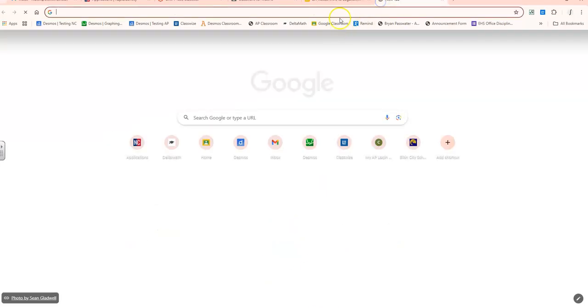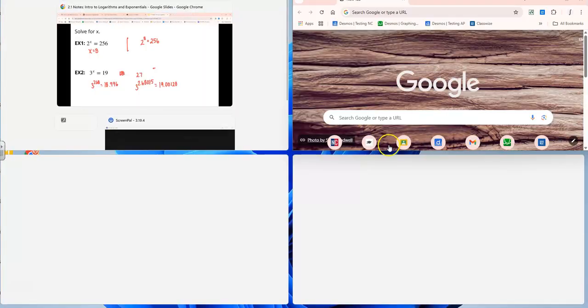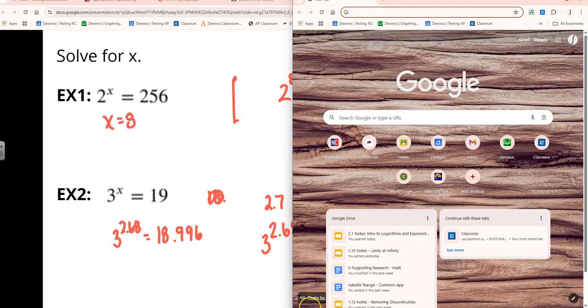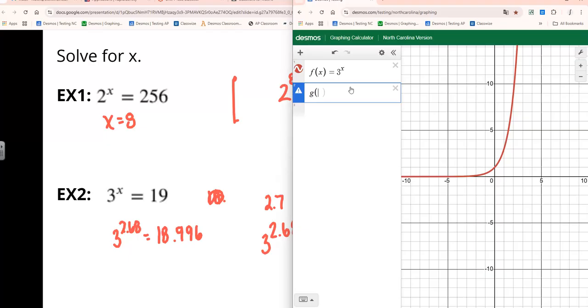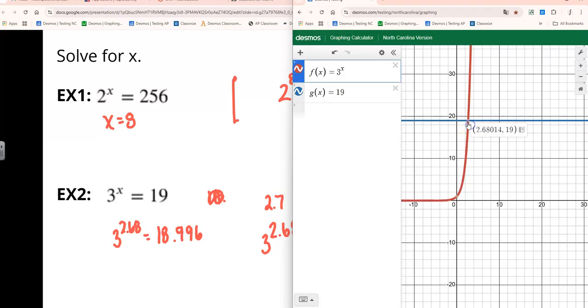Or we can solve any equation with Desmos. We're just not going to be that accurate on this one. If we go over to Desmos and I have an equation and I want to solve it using Desmos, this works for anything. It works on the stuff that we were doing before. I can do f of x equals, what do I put in? The left side of the equation, which in this case is 3 to the x. And then I can do g of x equals the right side of the equation. I get 19. I look for where those cross.